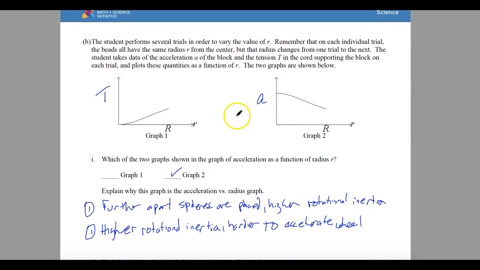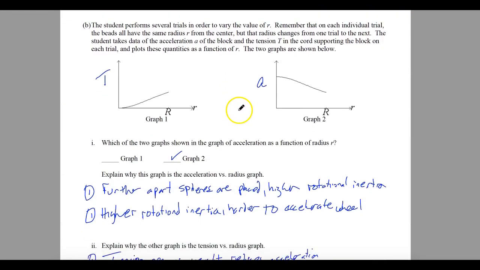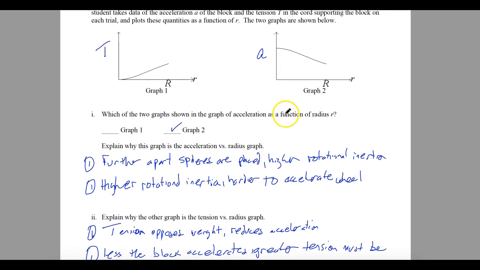Next it says a student performed several trials in order to vary the value of r. So here we're varying the value of r. In each one, the beads have the same radius from the center, but that radius changes from one trial to the next. The student takes data on the acceleration of the block and the tension in the cord. So you see these 2 graphs, you're not really sure what's going on, but they want to know which one is a graph of acceleration versus radius.